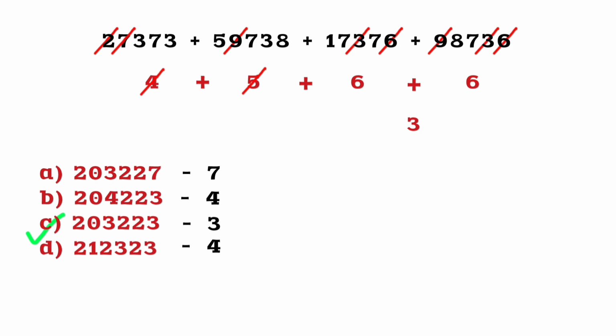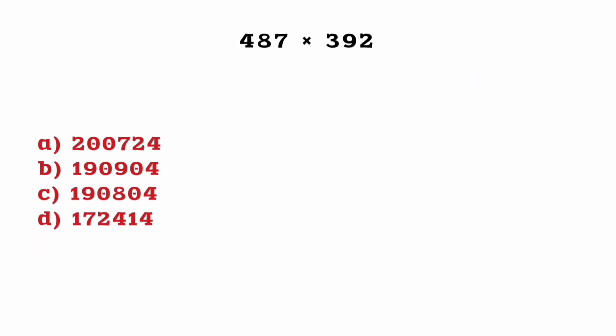Similarly, you can apply this for multiplication. Digit sum of 487, 1; 392, 5. 1 multiplied by 5 is 5. Now consider the options that can give you digit sum 5.